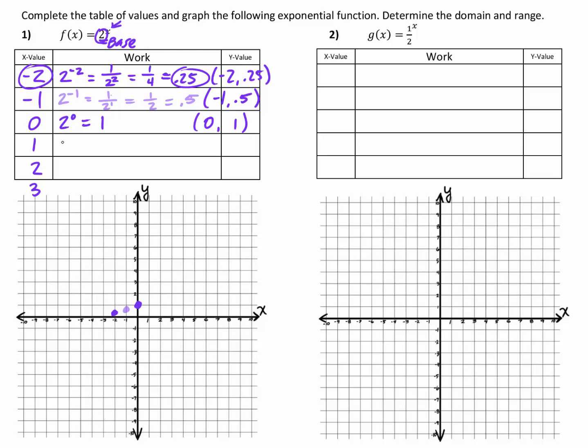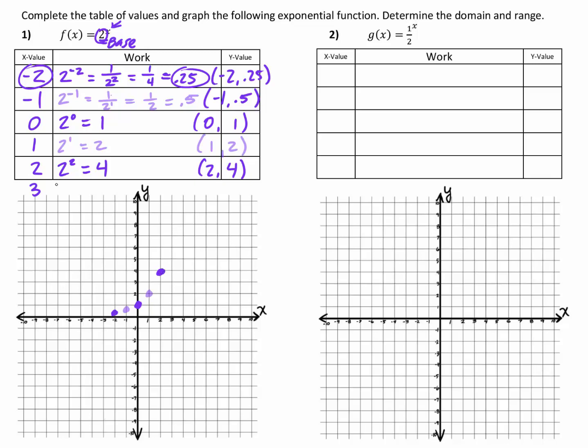After this, we can go ahead and do 2 to the 1st, which is just 2. So that's 1, comma 2 as a coordinate, over 1 up 2. We can go ahead and do 2 to the 2nd power, make our x value into a 2, and that's 4 as an output. 2 as an input, 4 as an output, 2, comma 4.